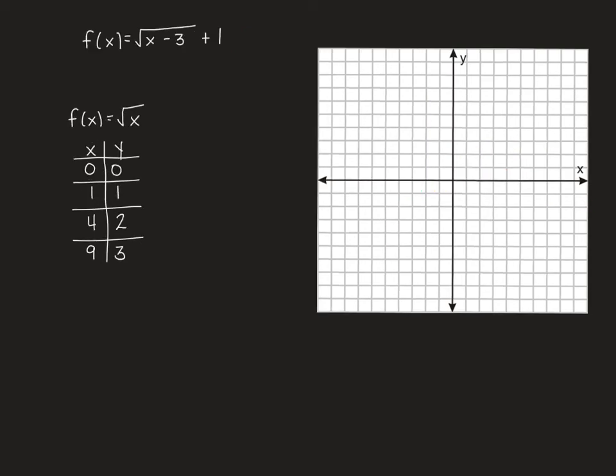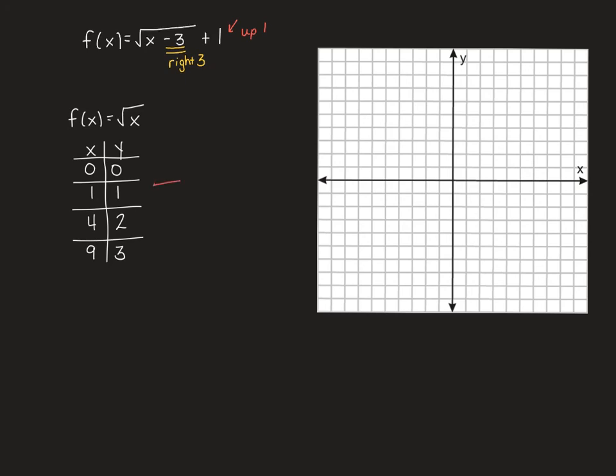Okay, so in this one we're going to have two transformations. So the first one is this -3 that is under the radical with the x. Again, that's going to be a horizontal translation, and it's going to do the opposite of what we would think given the sign. So this is going to move everything to the right 3. And then this +1 outside the radical all by itself is going to move everything up 1. It is a vertical translation.